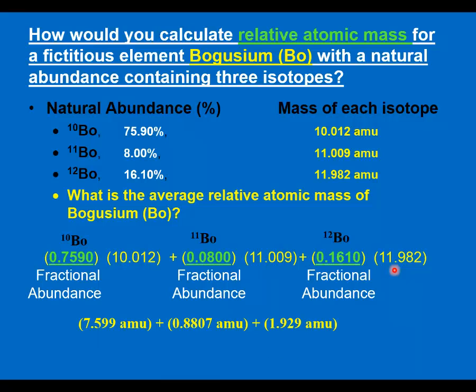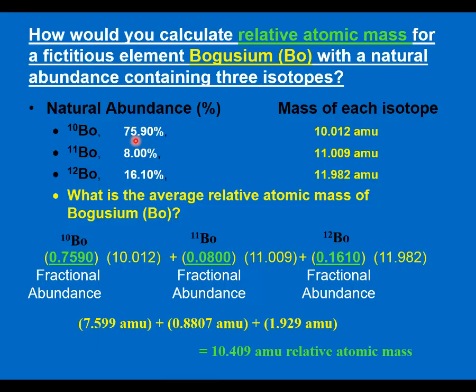And we would see as we add each term up that we have a relative atomic mass of 10.409. Okay, we're a little closer to the mass number 10 isotope than we are to the other isotopes, and that's because its percentage is the highest.